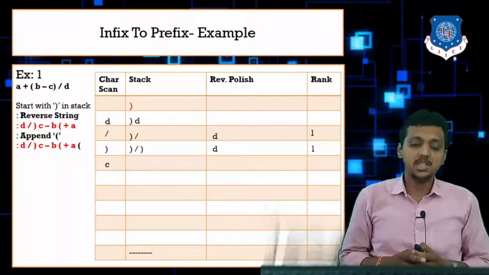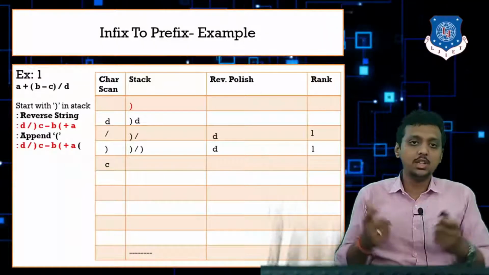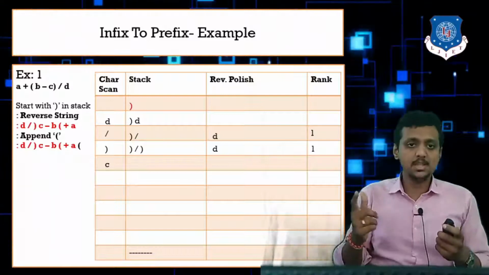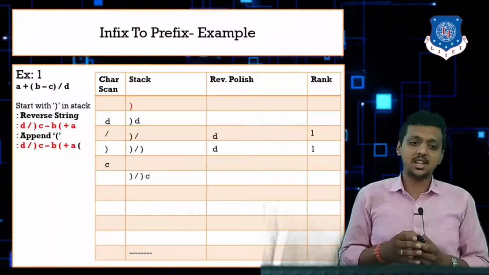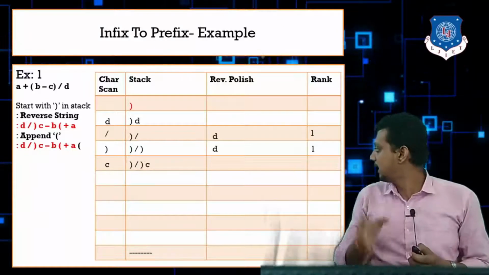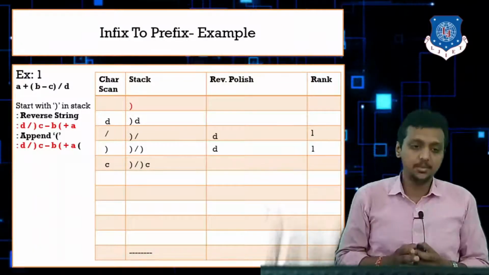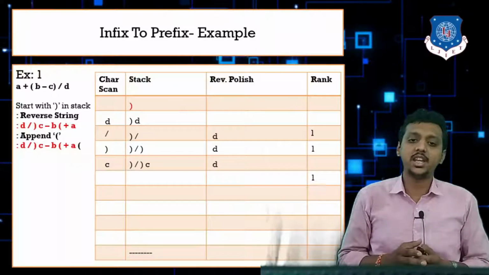Now we have C. What to do when you get a character? Don't think much, just push it inside the stack. So I'm just going to push C inside my stack. Here it is: closing, division, closing, C. The reverse polish and rank remain as they are.